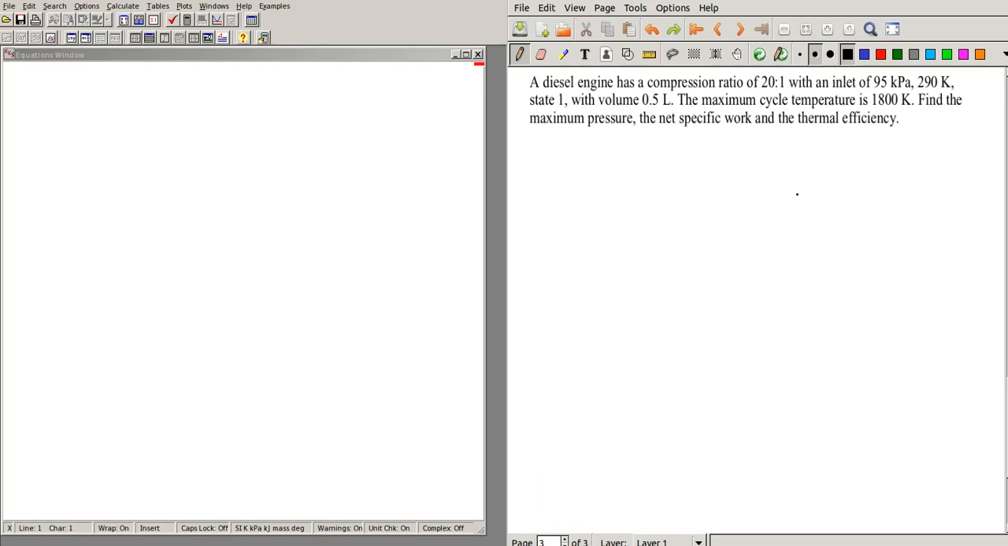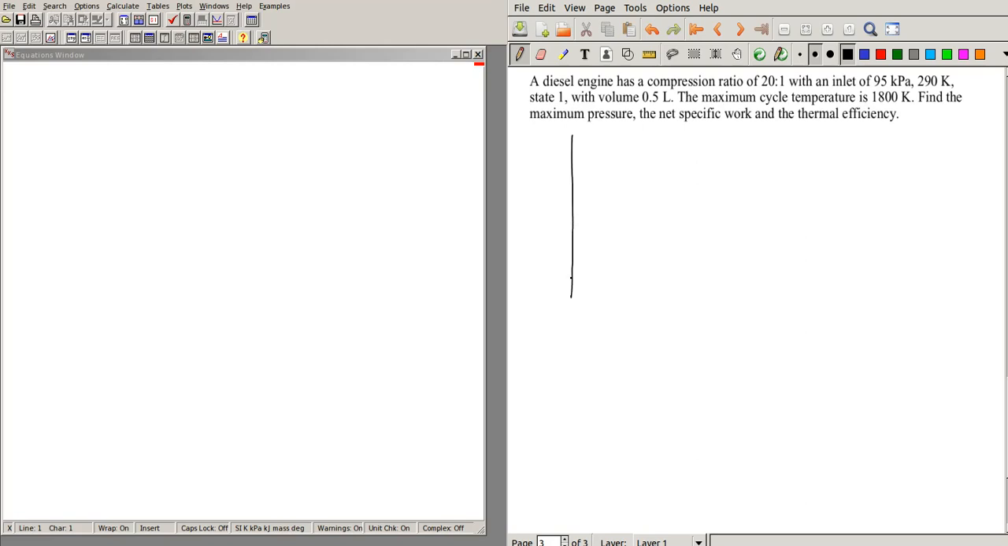Hello and welcome to this session in which we are going to analyze a diesel engine. So we have been given that we have a diesel engine with a compression ratio of 20:1.